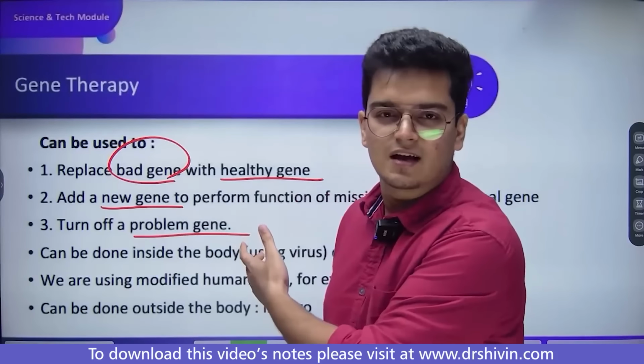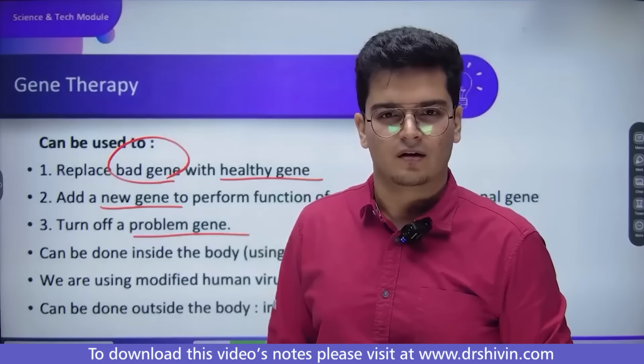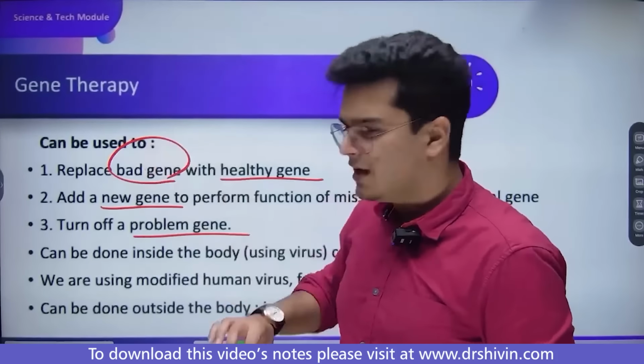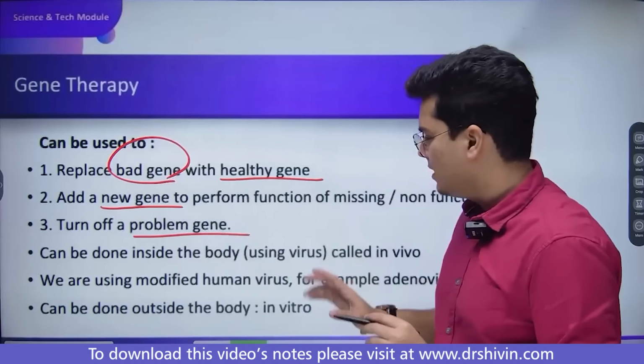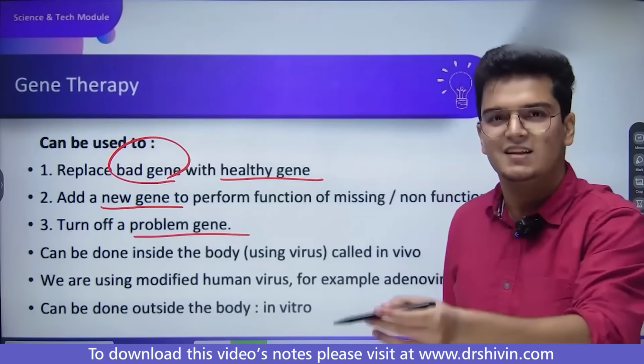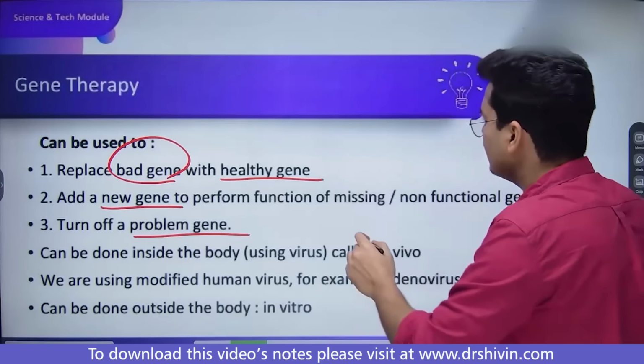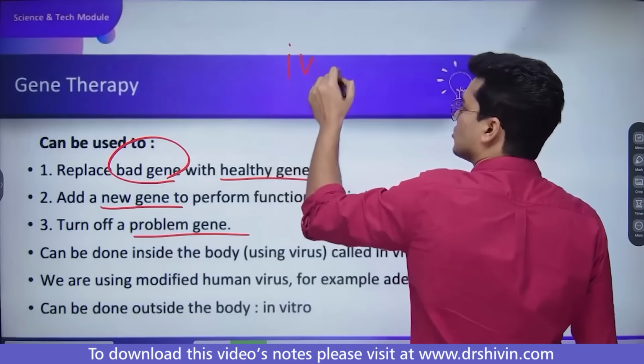We have just seen in case of spinal muscular atrophy, SMA. Inside our body, virus will come and cause the gene therapy. It can also be done outside the body. Inside the body, when something is done, it is called in vivo.